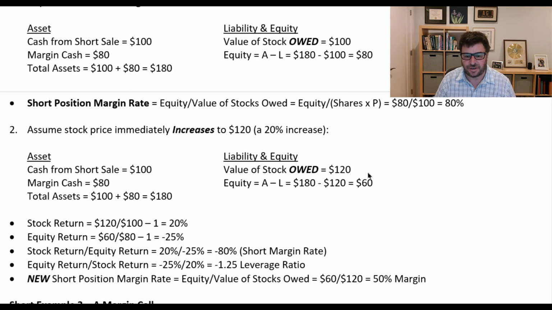to 60. And so the stock return was plus 20%. My equity return was negative 25%. The stock return divided by the equity return, that's that negative short margin ratio. And the inverse again is that negative leverage ratio. And the new short position margin, that's going to be the equity value divided by the value of the stock. The equity divided by the value of the stock owed, that's going to be the 60 divided by 120. My margin rate is now 50%.